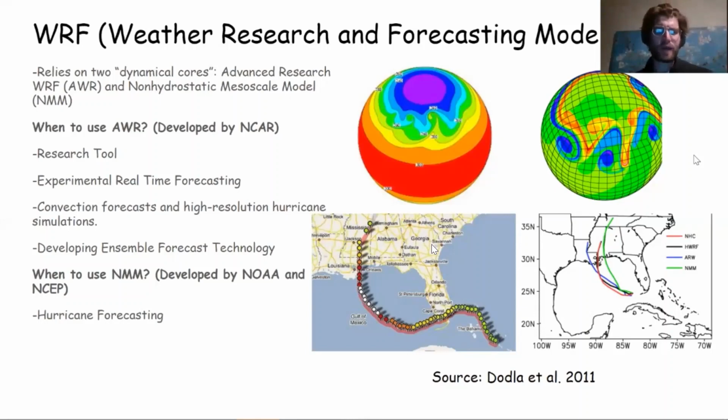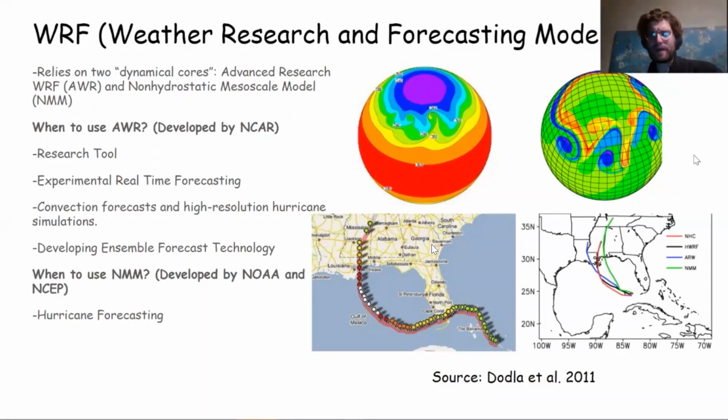ARW is mainly used by NCAR, and it's used as a research tool and for experimental real-time forecasting, convection forecasts, high-resolution hurricane simulations, and developing new ensemble technology. NMM is used mainly by NOAA and the National Centers for Environmental Prediction as a hurricane forecasting tool.